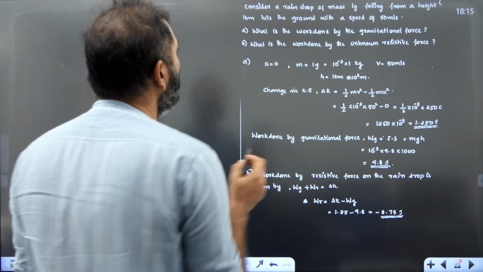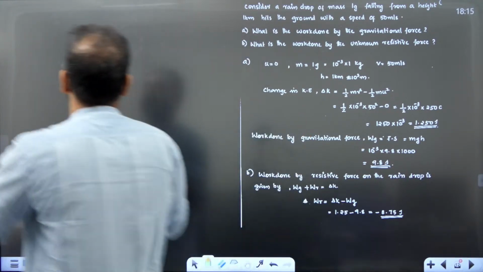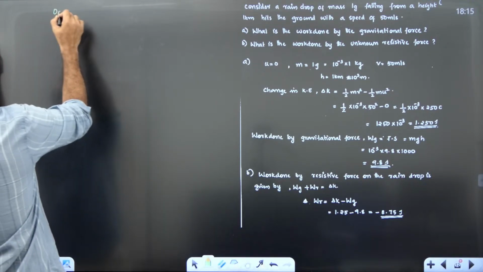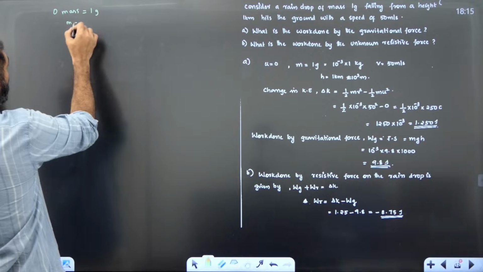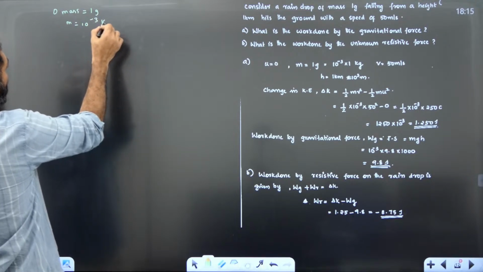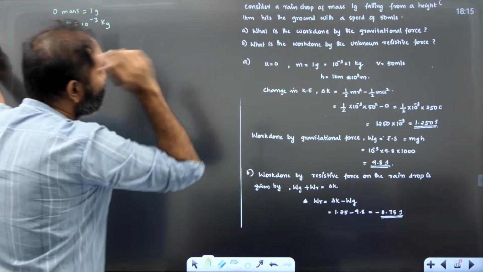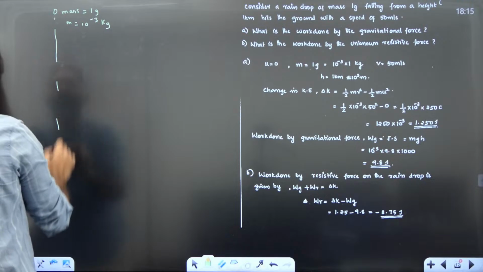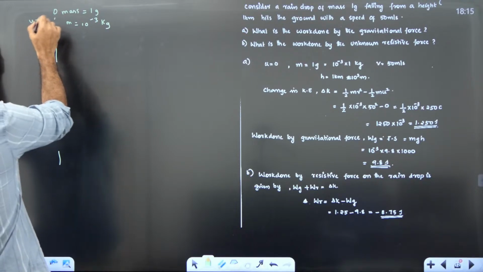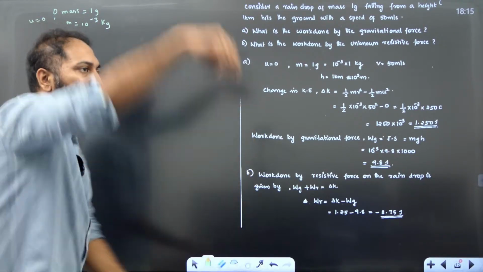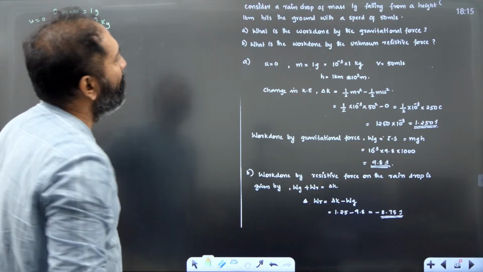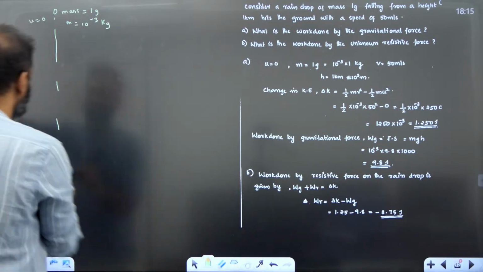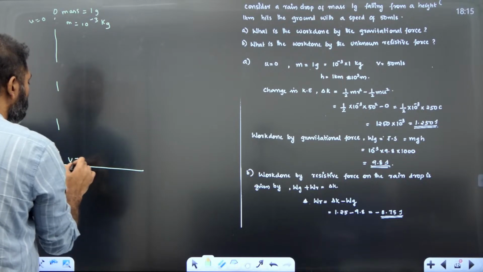Consider a raindrop of mass 1 gram. So the raindrop's mass is what? 1 gram, that is, mass is equal to 10 raised to minus 3 kilogram, because the SI unit is kilogram. Falling from A, always remember, falling from means what? Initial velocity is 0. A raindrop is falling means its initial velocity is what? 0. It hits the ground with a speed of, final velocity is what?